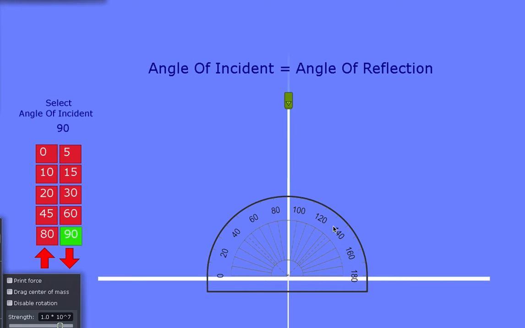Problem is this protractor. So the protractor is set to have 90 degrees shooting straight out, which it does, but in light we always measure from that angle. So that angle is actually 0 degrees for us, and we call it the normal line. So here's my normal line continuing through.